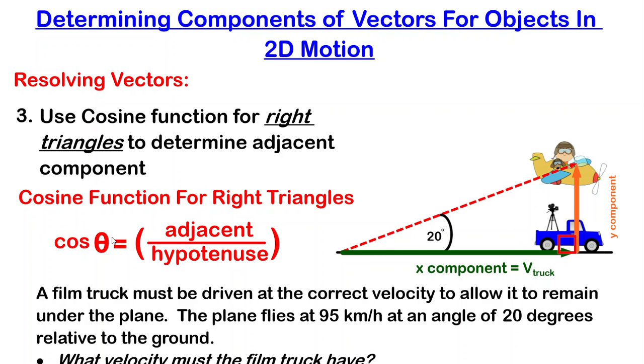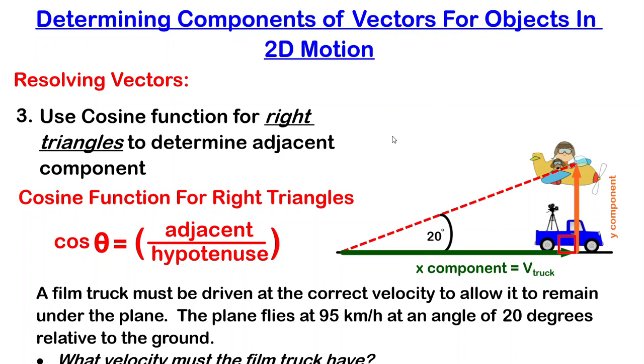Cosine of theta is adjacent over hypotenuse. And so in this case, our horizontal component is the adjacent component, because it's touching this angle, right? Adjacent means to touch. So these are touching or near each other. Whereas our y component is opposite.